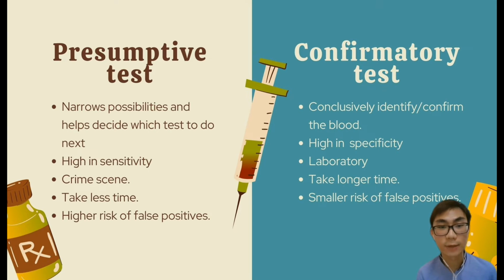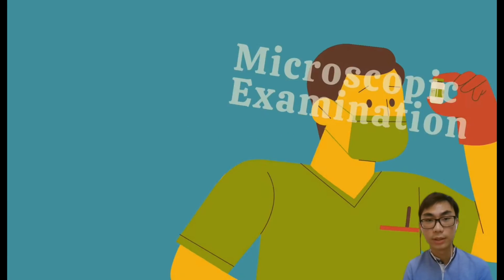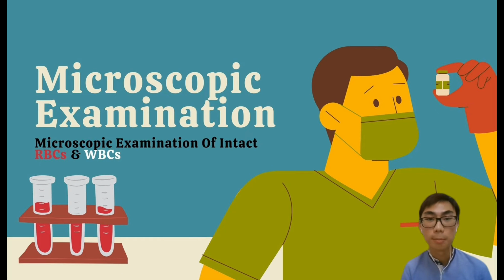After that, presumptive test can be carried out at the crime scene, but confirmatory test must be done in the laboratory. This is because presumptive test takes shorter time than confirmatory test. Moreover, confirmatory test requires more specific additional equipment. Last but not least, confirmatory test has smaller risk of false positive compared to presumptive test. Next, we will explain further about the confirmatory test of blood.